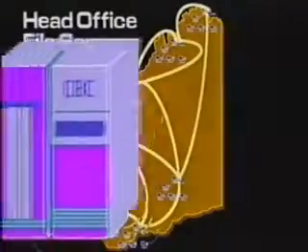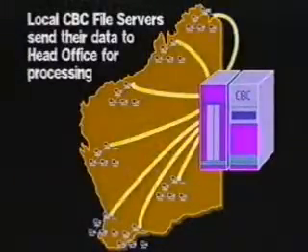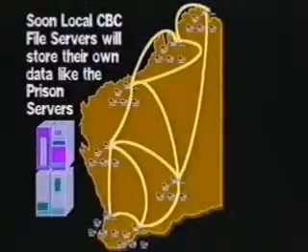The other file server is dedicated to CBC data. Unlike prisons' clusters, each CBC file server does not store its own client information, but instead sends it all to the other head office file server. So when a request or change of information is made for CBC material, the data is currently processed and sent from head office. Soon, however, this system will be modified to allow CBC file servers to store their own data, like the prison file servers do, freeing the head office file server for other duties.